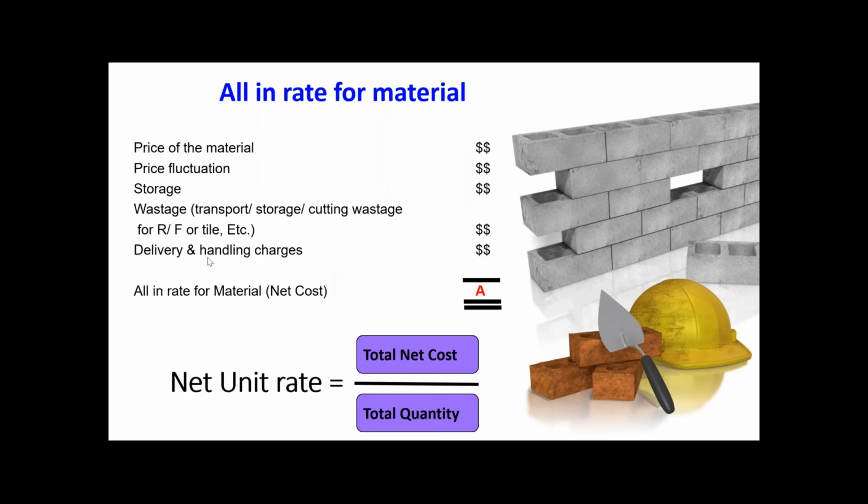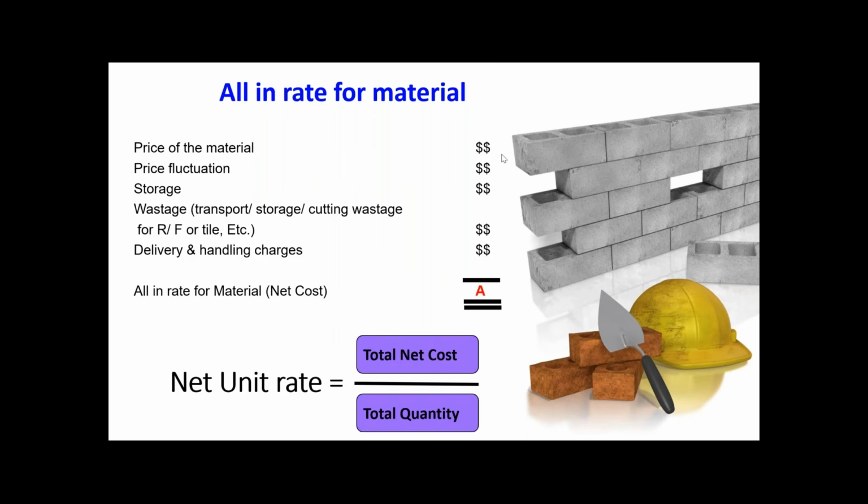Okay, so it's all about the material. Now for example, somebody asks, okay, what about the labor cost? If you are using labor for transportation, handling, loading, unloading, that should be included here. All the equipment and vehicles used here should be included here. So this is how we calculate the all-in rate for material.